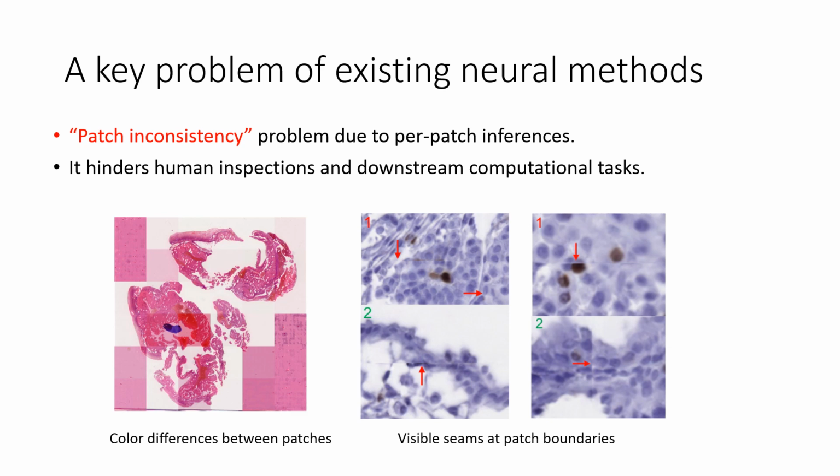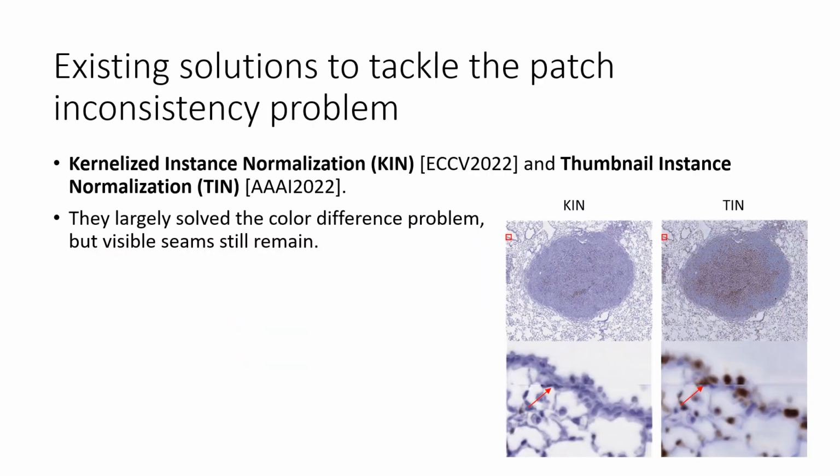However, for very large image inputs, which are common in practice, it becomes necessary to first partition the image into multiple smaller patches and run the neural network separately. This led to the key problem that the synthesized contents may look different between patches, causing color differences between patches and visible seams at patch boundaries. These artifacts are bad to look at and hinder performance of downstream computational tasks. Existing stain normalization methods proposed various solutions to minimize the color differences between patches, but the visible seam problems still remain. Some examples of such visible seams are shown on the right.